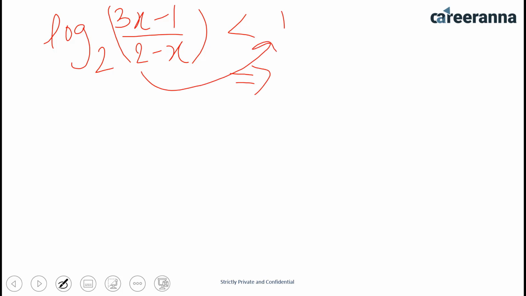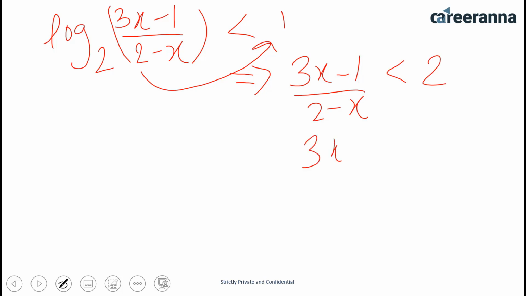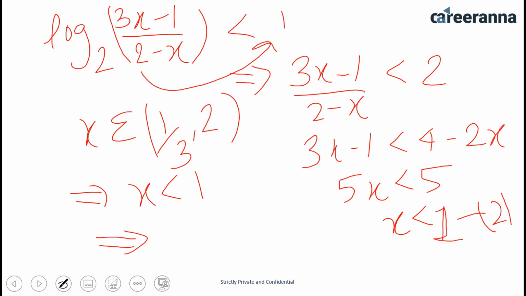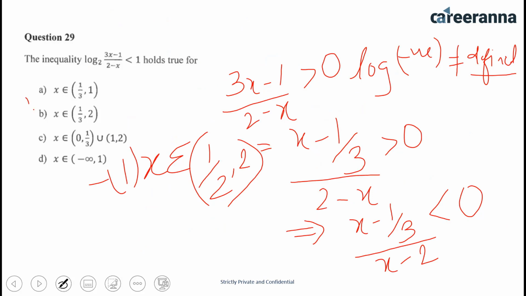I'll take this value here. So this will become (3x minus 1) upon (2 minus x), and it should be less than 2. If I further solve it, this will become 3x minus 1 less than 4 minus 2x. This will be 5x less than 5, so x should be less than 1. So this is my second case. My first case was x belongs to 1 by 3 to 2, and here x is less than 1, so for the intersection I'll be getting x belongs to 1 by 3 to 1. Hence our answer becomes option A, that is, x belongs to 1 upon 3 to 1.